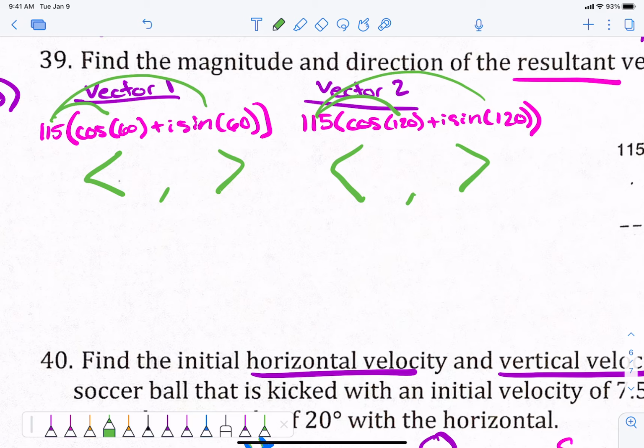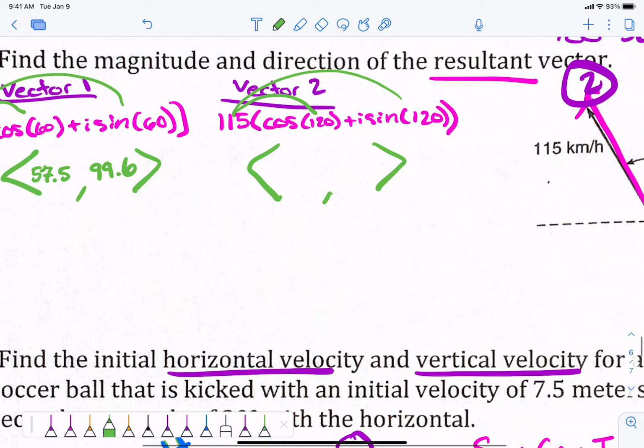115 cosine of 60 is 57.5. And 115 sine of 60 is 99.6. Now do the same thing for 115 cosine 120 and 115 sine 120. Negative 57.5, and 99.6 that way.